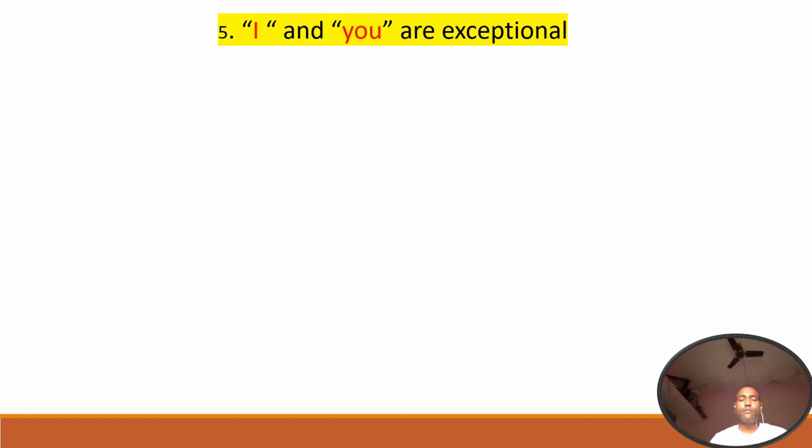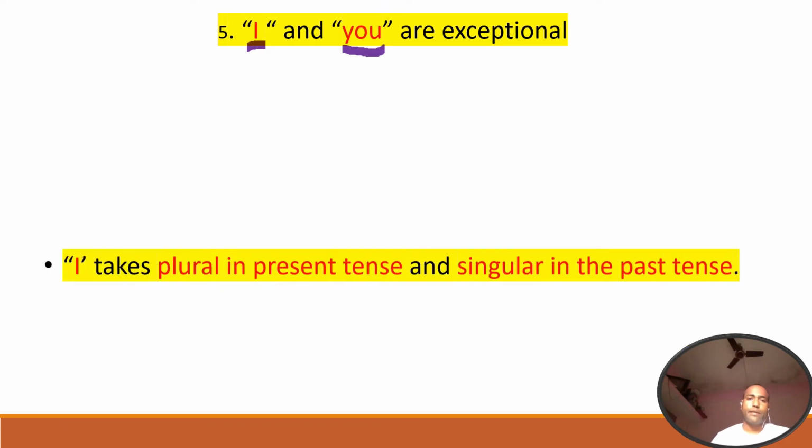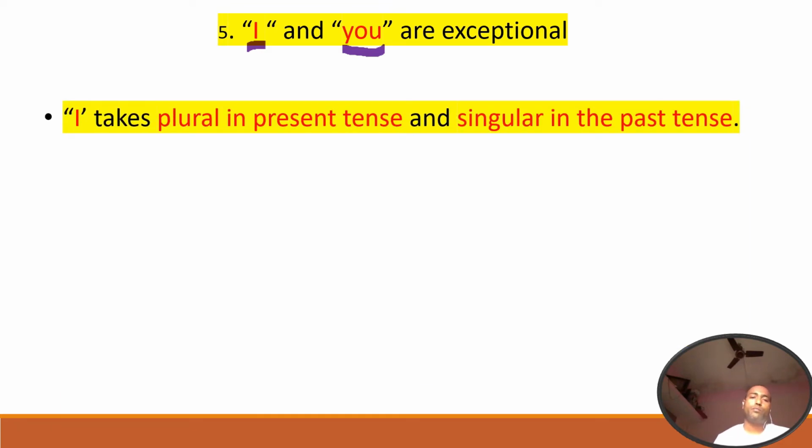Okay, let us see "I" and "you", these two subjects. As we learned in rule number 4, singular subject, singular verb, plural subject, plural verb, like that. But "I" and "you" are exceptional. They are not in the common rule. So what are the cases for them? Let us see. "I" takes a plural verb in the present tense, and it takes a singular verb in the past tense.